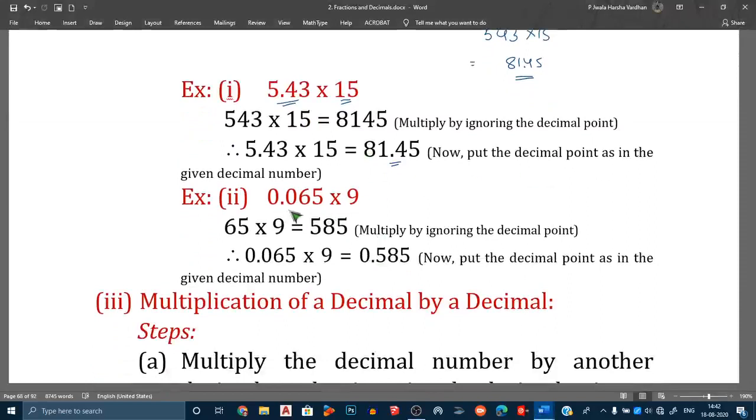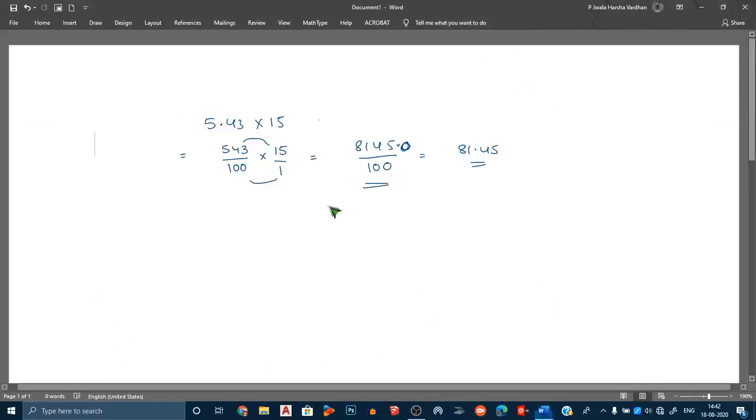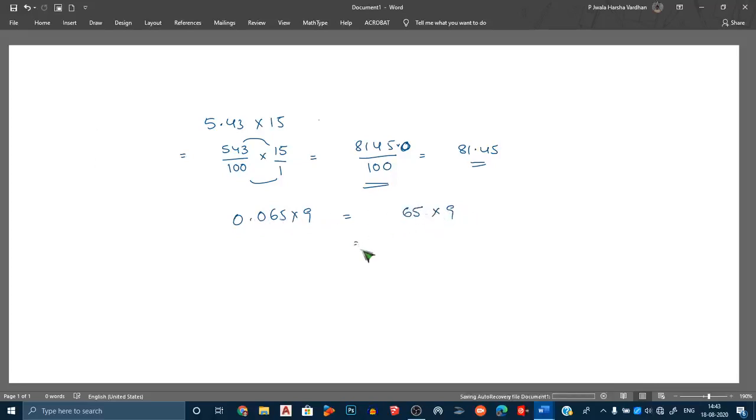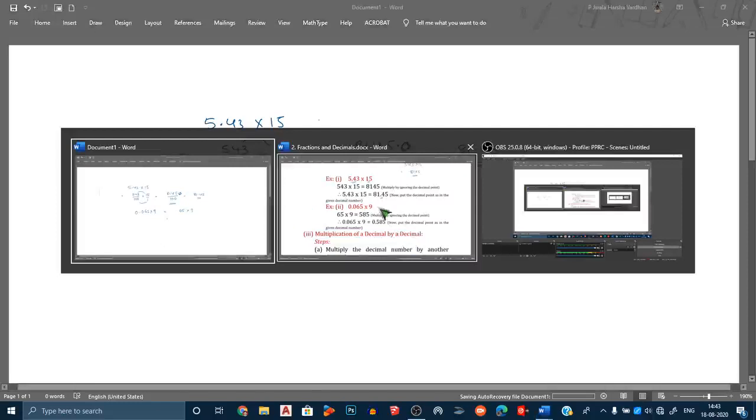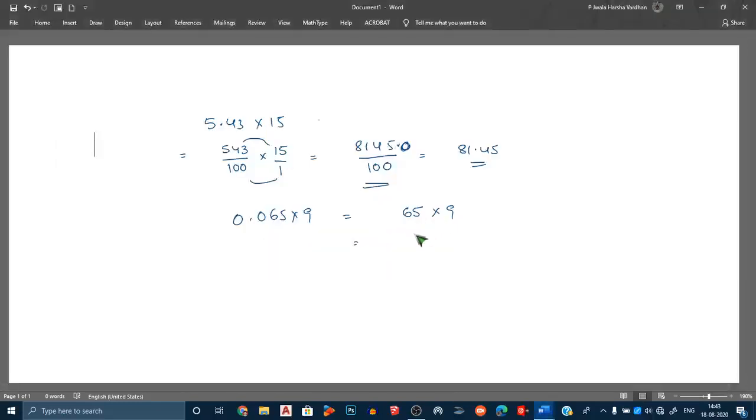So here this is 0.065 into 9. Here also ignore the decimal point, you will get 0065. 0065 means you can write 65 only, no need to write the front zeros, into 9. Omit the decimal point and write 65 into 9. 65 into 9 is how much here? 585. Okay, so 585.